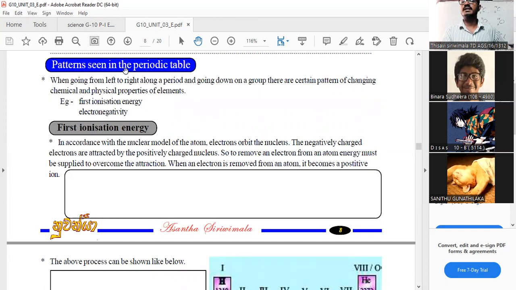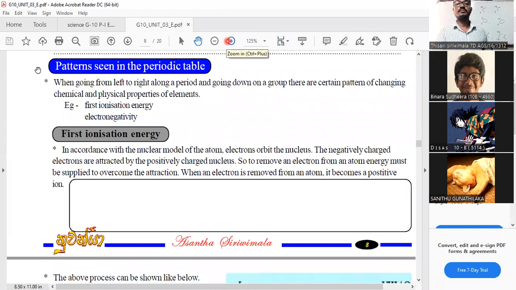මේ තියෙන sentence ටික ලියා ගන්න බලන්න. When going from left to right along a period and going down on a group, there are certain patterns of changing chemical and physical properties of elements. අන්න ඒ ටික ලියන්න බලන්න. Examples දෙකක් දීලා තිනවා. First ionization energy and the electronegativity. So those are the patterns changing. First ionization energy and electronegativity. අනිල් පාට topic එක දාලා විස්තර ටික ලියන්න.